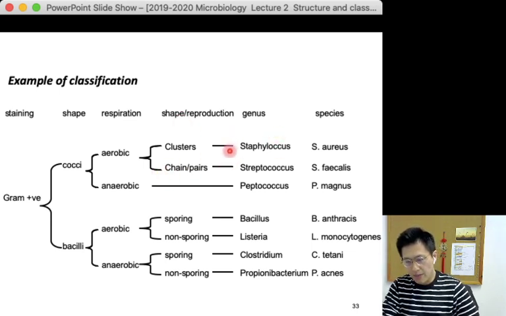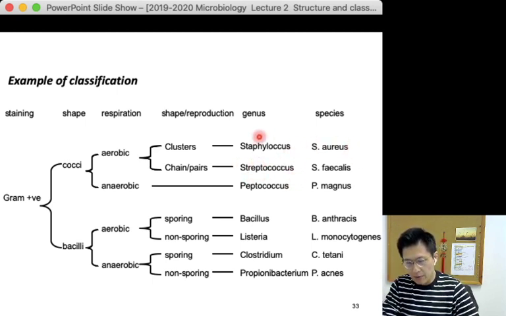So we can name them staphylo-cocci. Cocci means the round shape, and staphylo means a cluster. It's a cluster form of cocci, or a chain form of several cocci. Strepto means a chain. It's a chain of circles; they join together to form a chain.